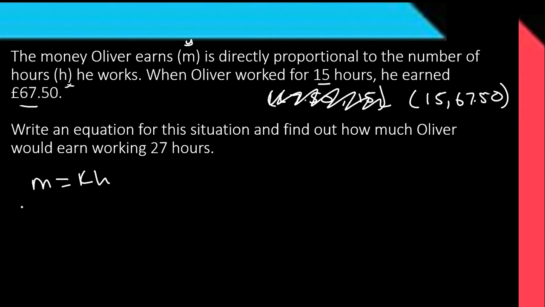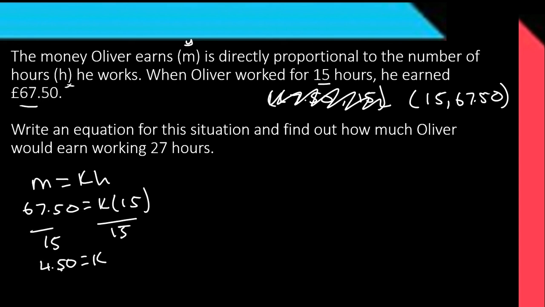So they've gave me a value. 67.50 equals K times by the number of hours that he works, which was 15. So all I have to do is divide both sides by 15. And in this question, the K actually represents the rate per hour. And that's what we're trying to work out. So if I actually work out what 67.50 divided by 15 is, we get 4.50. So it's £4.50 per hour.